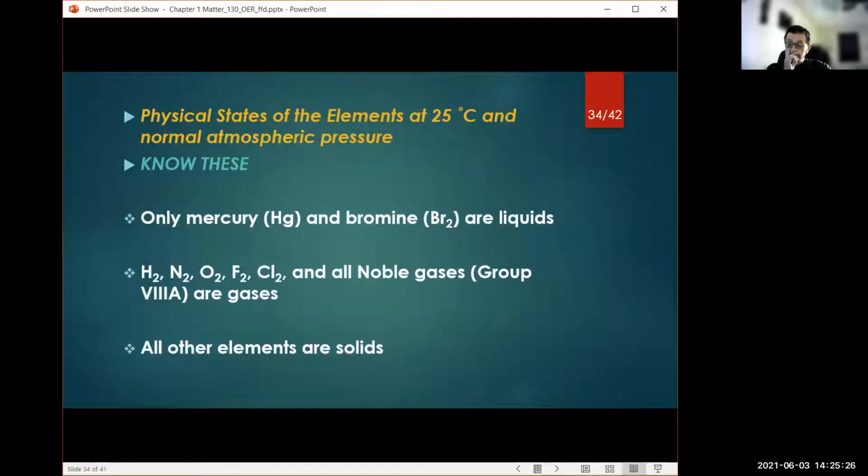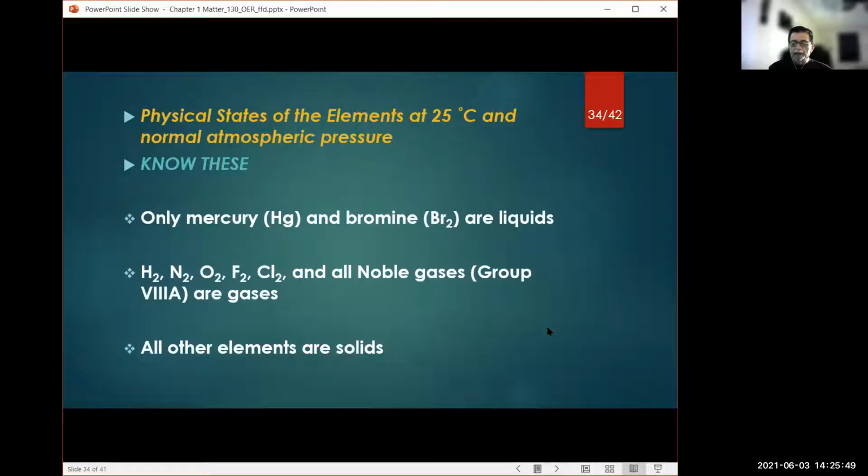at 25 degrees Celsius. Obviously, if we're on the surface of the moon, everybody would be gases, right? But we're not. So at 25 degrees here on Earth, mercury and bromine are the only elements.